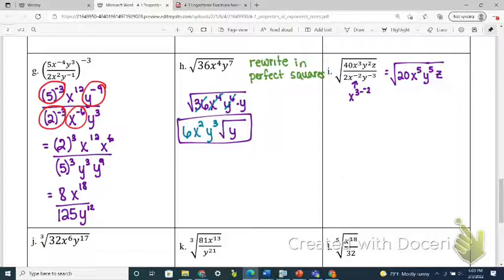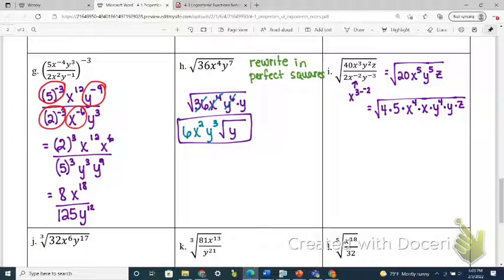So now we're going to rewrite as perfect squares. The biggest perfect square that divides into 20 evenly is 4. So I'm going to rewrite that as 4 times 5. X to the 5th. That is not divisible by 2. So the closest one is x to the 4th. So how many more x's do I need? 1. Y to the 5th. Again, that's not divisible. Y to the 4th is, and I need an extra y. And z, there's only one way to write z to the first, which is z.